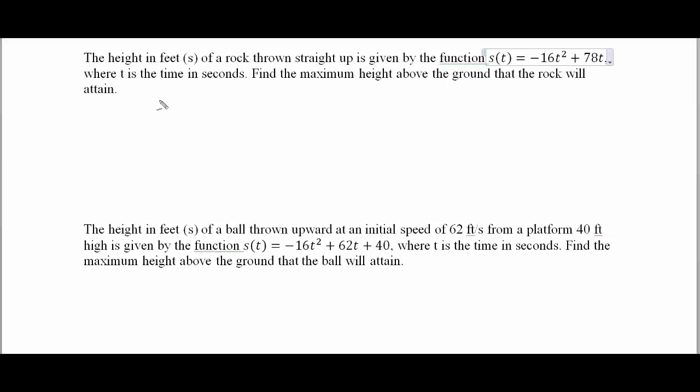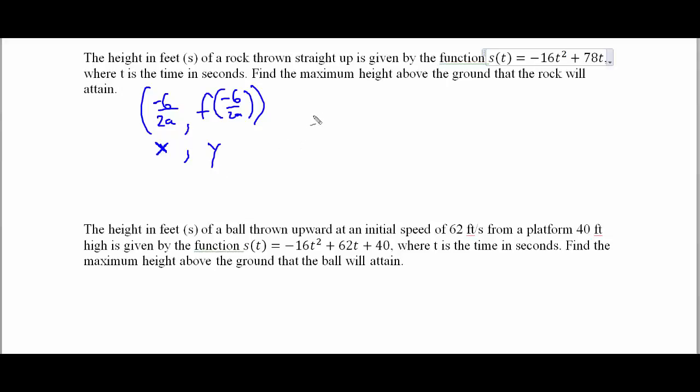Now, you can use negative b over 2a, and this is going to find our x value, or when that object is at its height. And to figure out the actual height, we're going to plug that back into the equation, f of negative b over 2a. All right, so this is going to give us our x and our y.